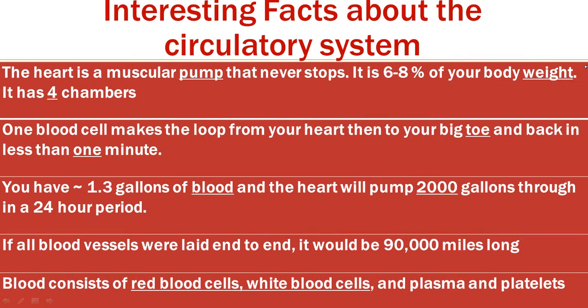Okay, very good. A blood cell will make a loop from your heart and then all the way down to your big toe and back in less than 1 minute. So it's pretty efficient. It's going all the way through our body very quickly. You have approximately 1.3 gallons of blood, and the heart will pump about 2,000 gallons through a 24-hour period. And you don't even have to think about it, do you?